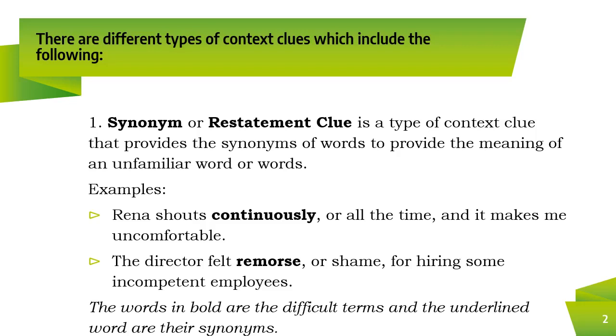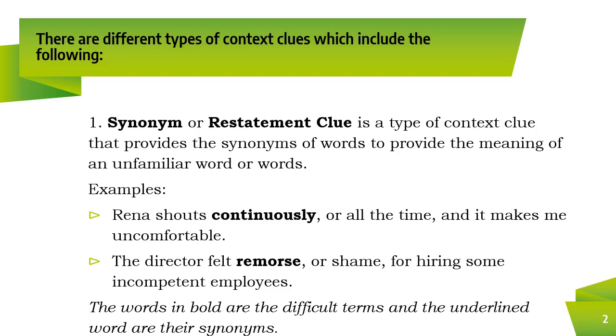Now, what are synonyms? Synonyms are words which have the same meaning. If you are confused between synonym and antonym, just always remember the initial sound. When we say synonym, same meaning. Again, synonyms are words which have the same meaning. So for the first type of context clue, which is synonym or restatement clue, all you have to do is to look at the word that has the same meaning as the unfamiliar word.